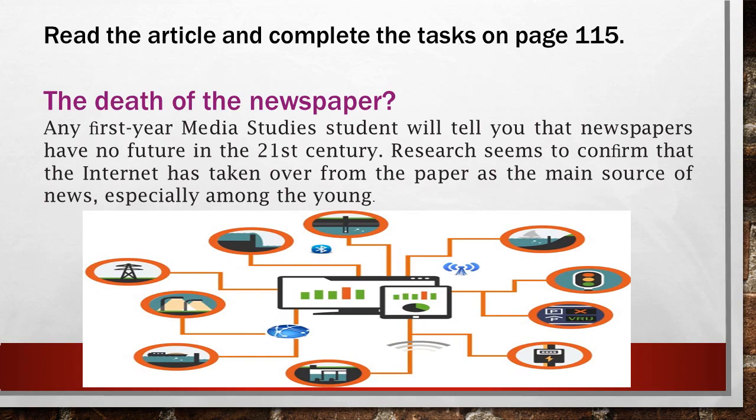Also, we have research that comes to confirm this truth. Research has shown that the internet has taken over from the paper. To take over from is to take control from. So now the internet has a future and the paper is dying. Now the internet has become the main source of news. This is the most popular way of getting news, especially among this age group, which is the young.